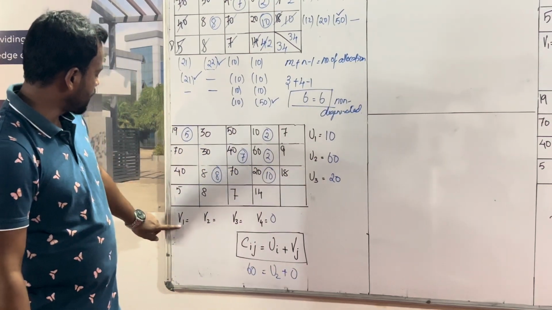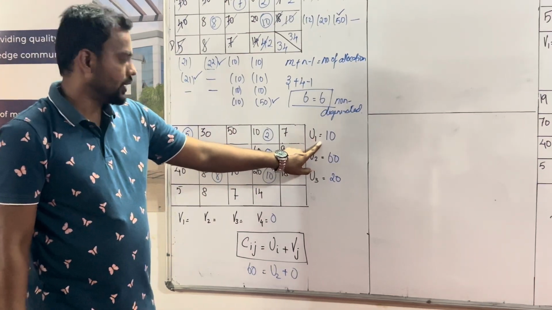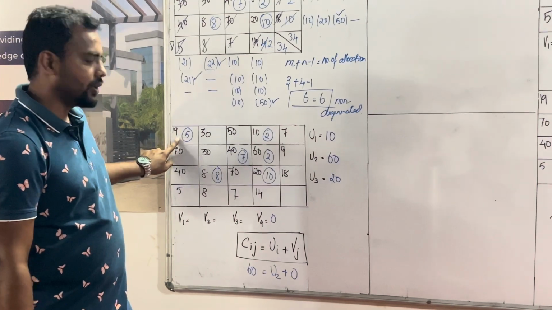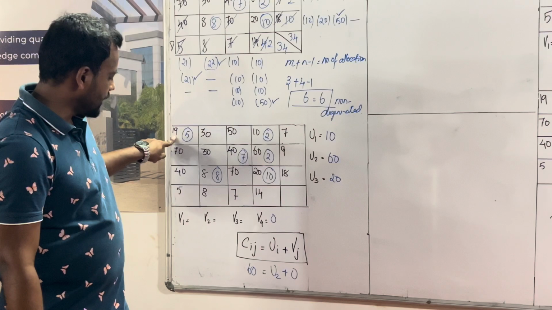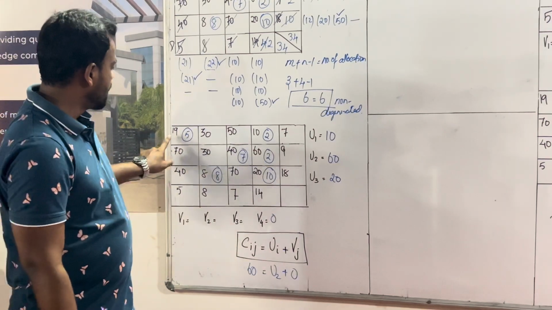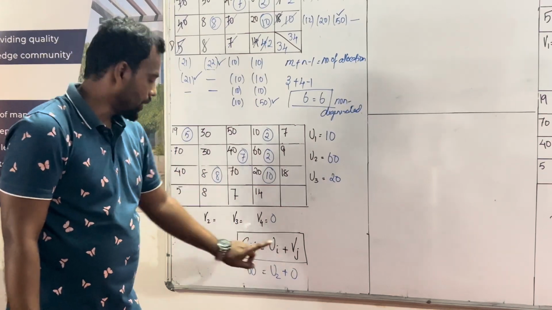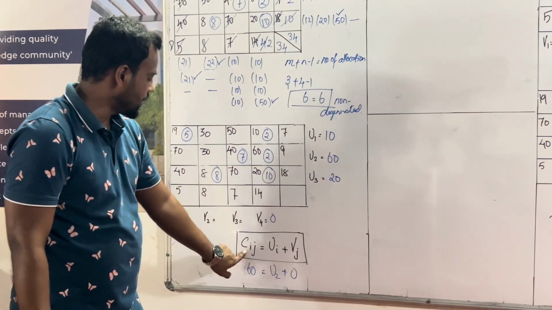Okay, now we need to find out V1, V2, V3. So by knowing U1, you have to check in this row where you have the allocation in the first column. So here 19 is the Cij value, U value is 10, and V value is what we are going to find out, that is your V1.